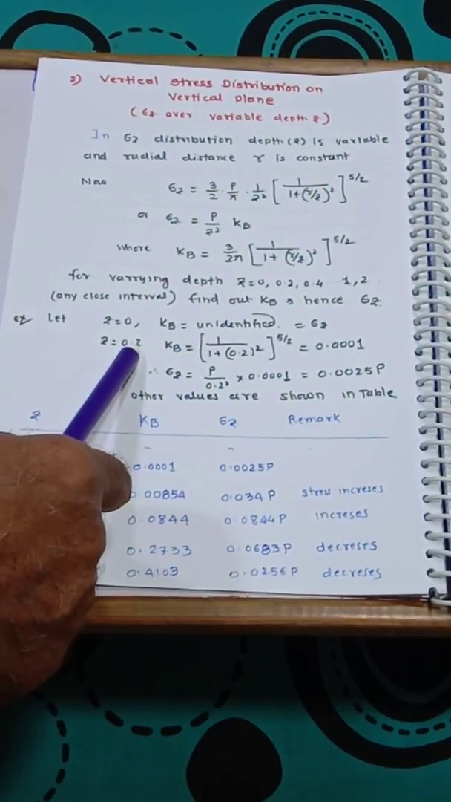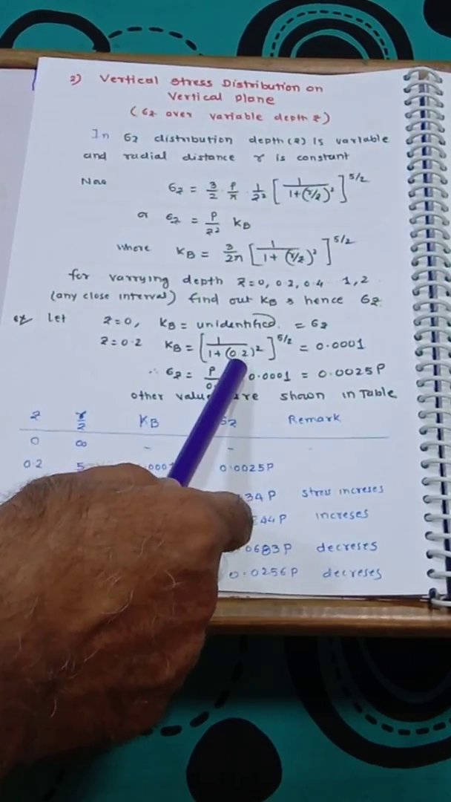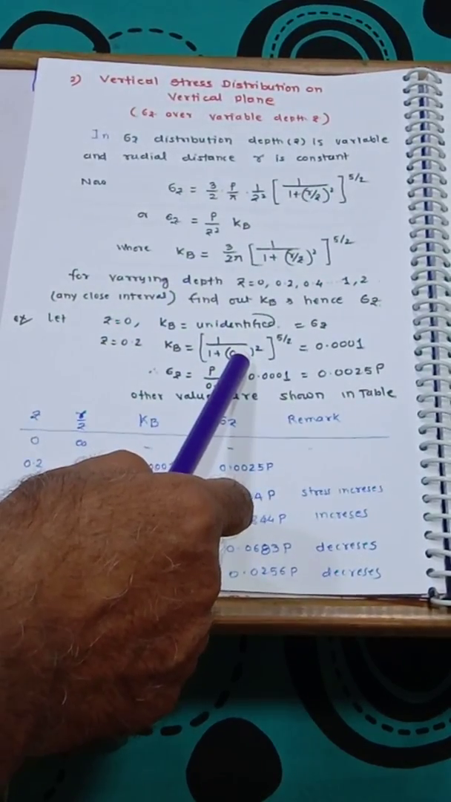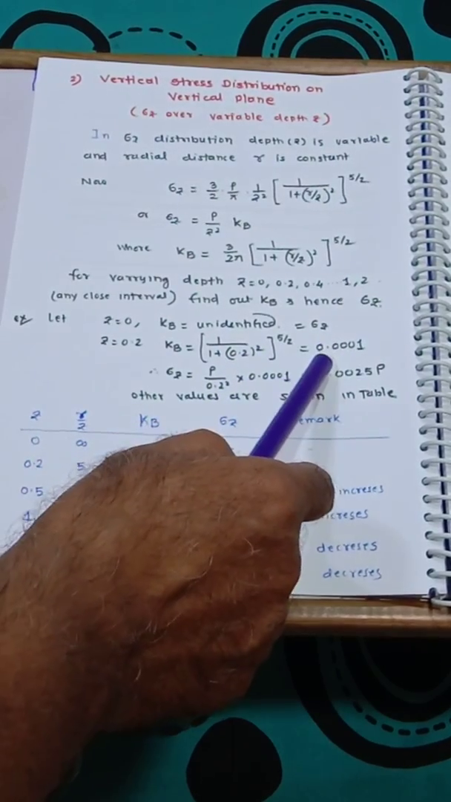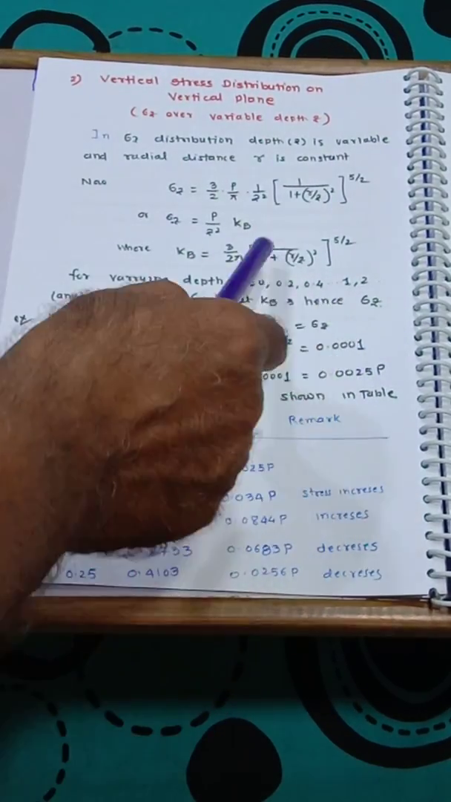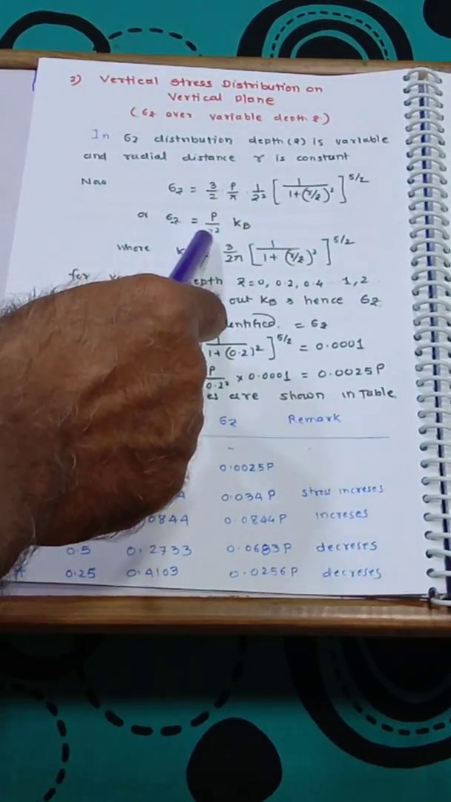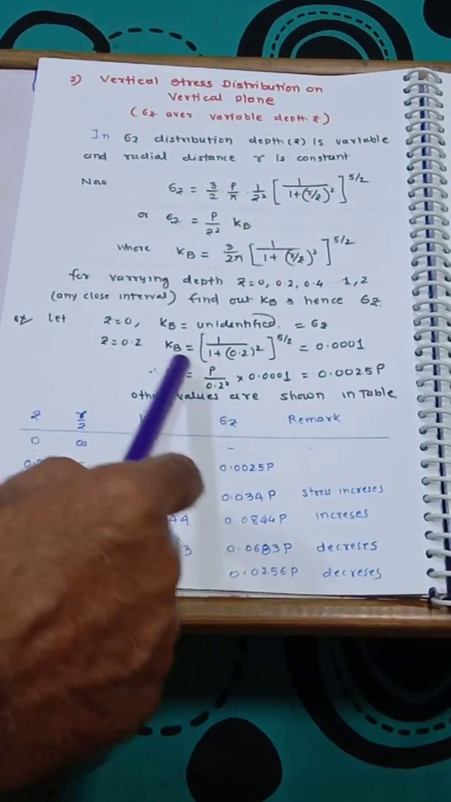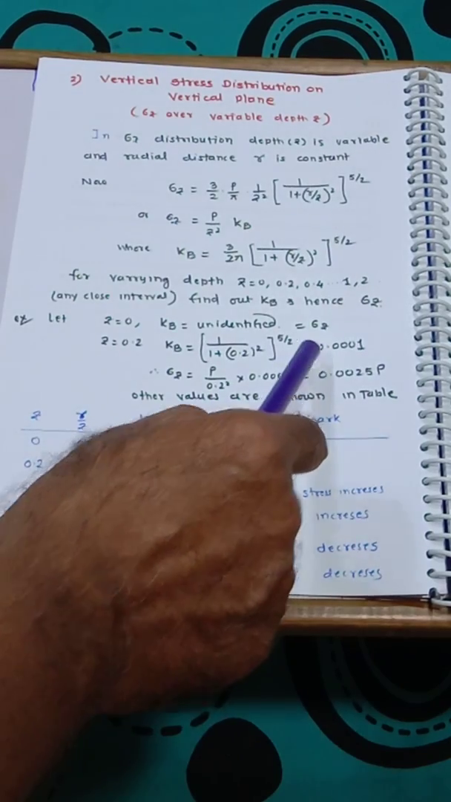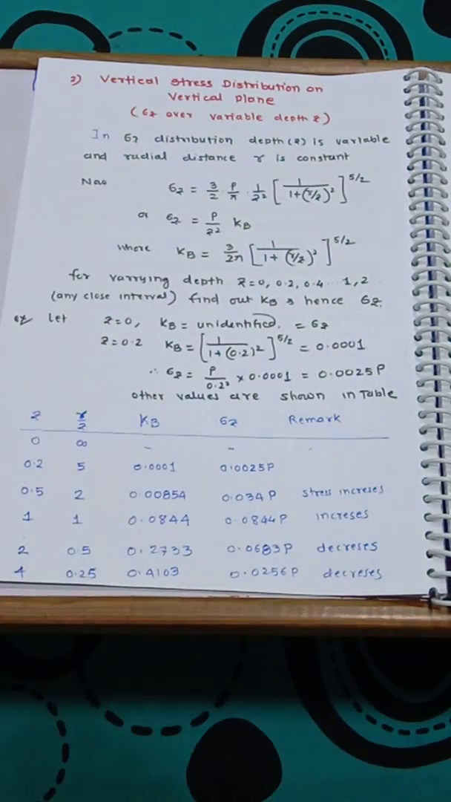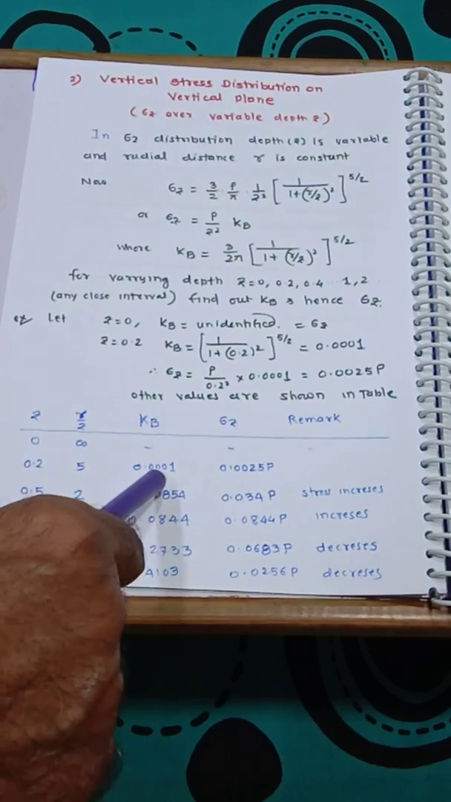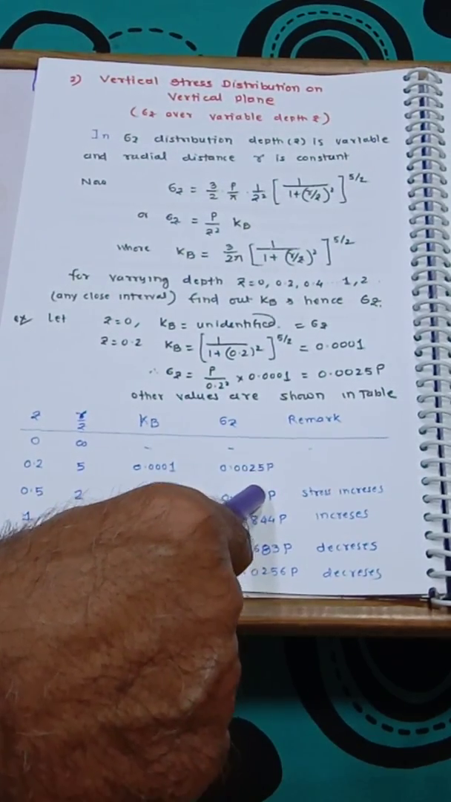So except for z equal to 0, let us take an interval point; any closed interval you can take. Substitute first in the equation for Kb with 0.2, square, pi by 2, and you get the Kb value. Then substitute in the sigma z equation the depth 0.2 squared and the Kb value, and you get this value. For other values, any closed interval you can take. So for the point 0.2 we discussed here, we got the Kb value and the sigma z value.